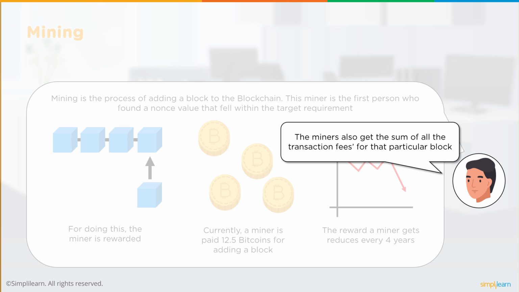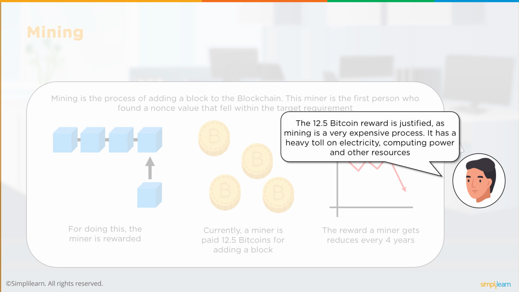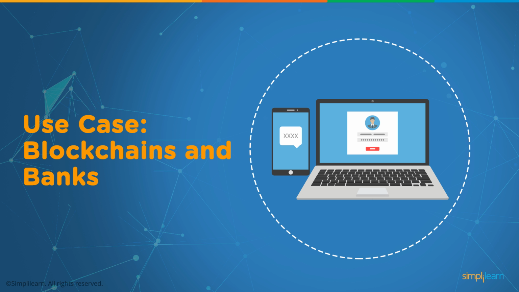And the miners also get the sum of all the transaction fees for that particular block. So the 12.5 Bitcoin reward is justified as mining is a very expensive process. It has a heavy toll on electricity, computing power, and other resources in which the miner has invested. Now we will take a look at the use cases where blockchain is applicable in banks.